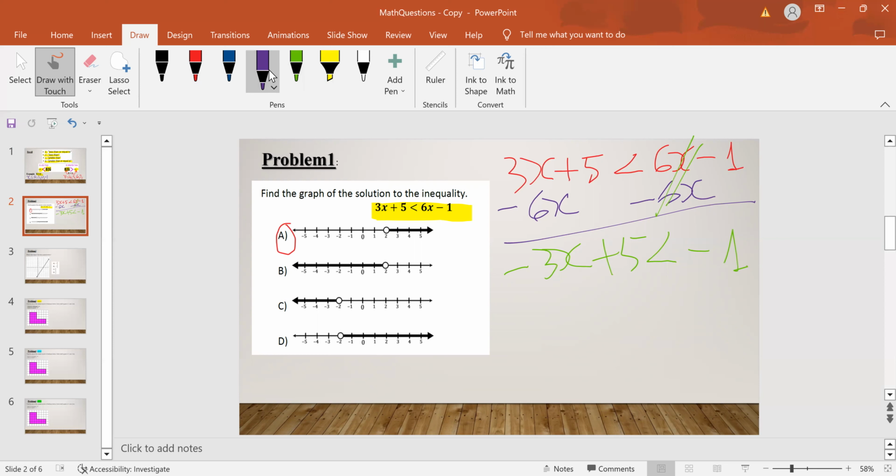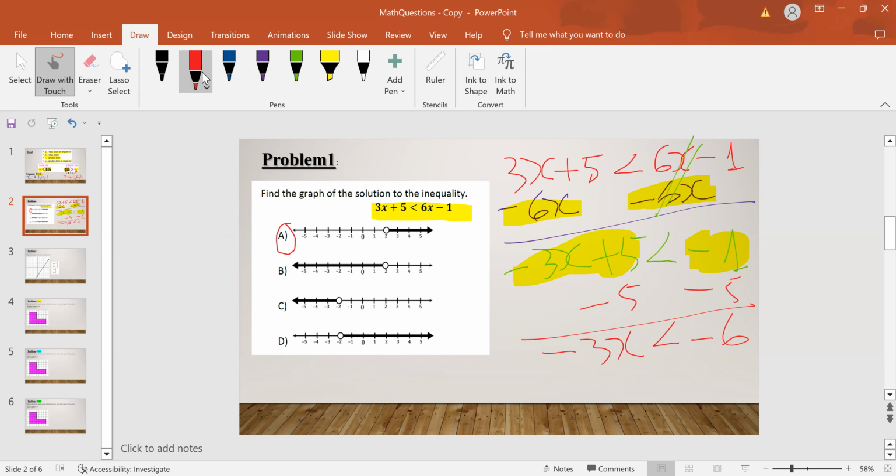Let's repeat this side. You see that we have negative 3x plus 5, and we have only negative 1. Why? Because when we subtract 6x on both sides, the negative 6x cancels out with the 6x, so only negative 1 is left on the right side. Now we subtract 5 from both sides. Now we have negative 3x is smaller than negative 6. Why negative 6? Because negative 1 minus 5 is negative 6.